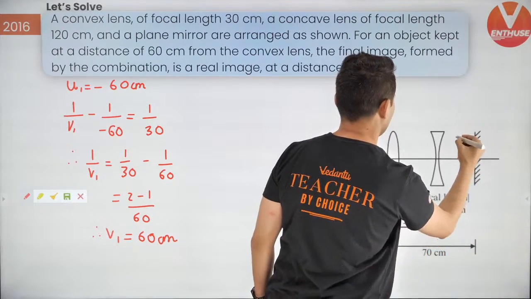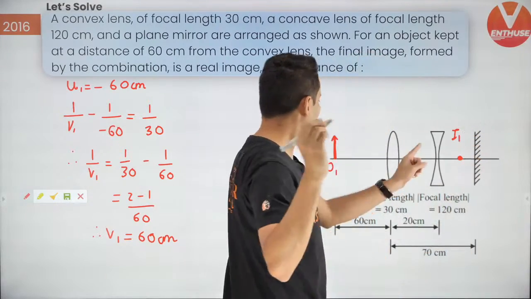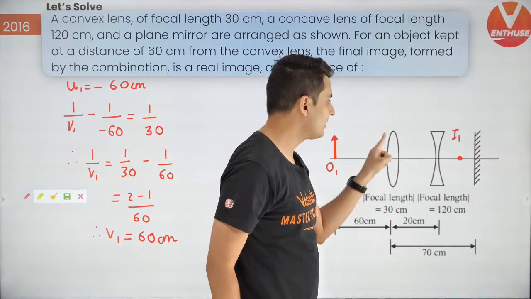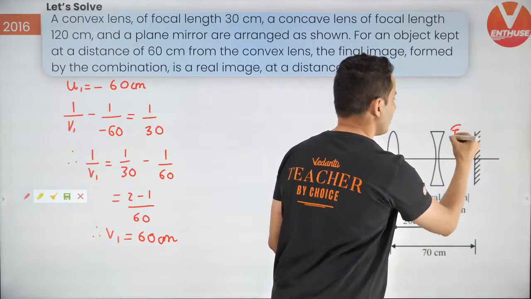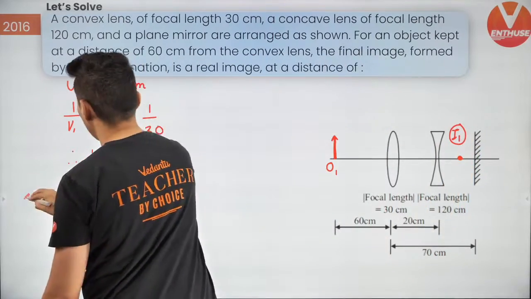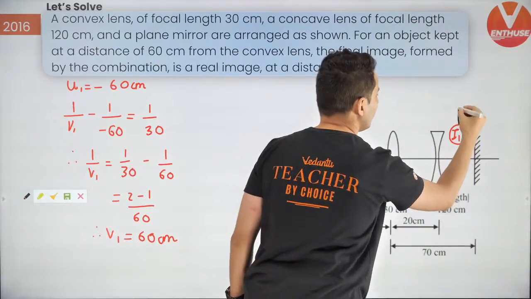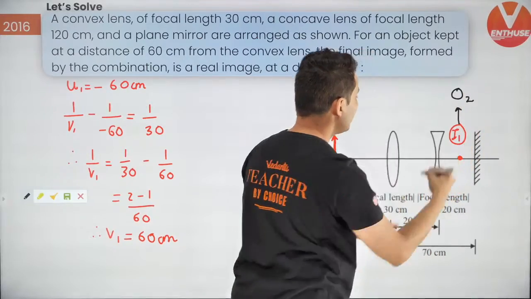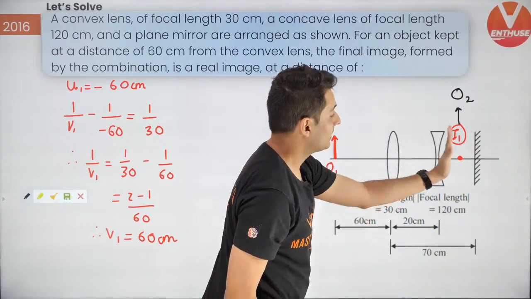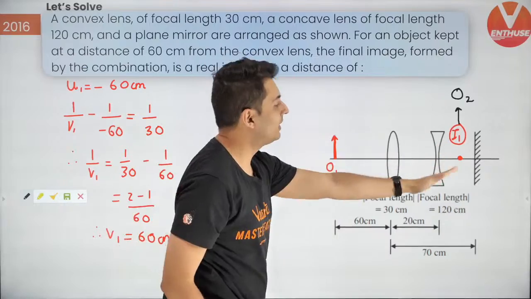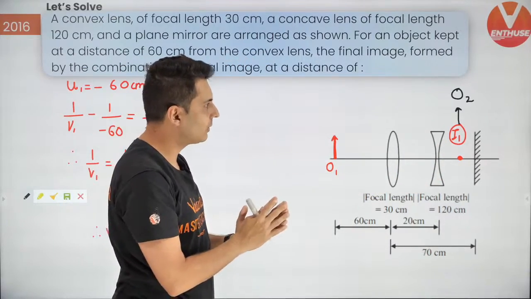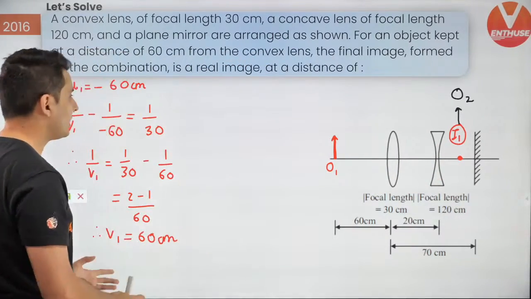So this is basically image 1, formed because of this lens. This image will now become the object for the second lens. Yes, the object is ahead of it. It's a virtual object. Think of it that way. Let's figure out where the image will be.